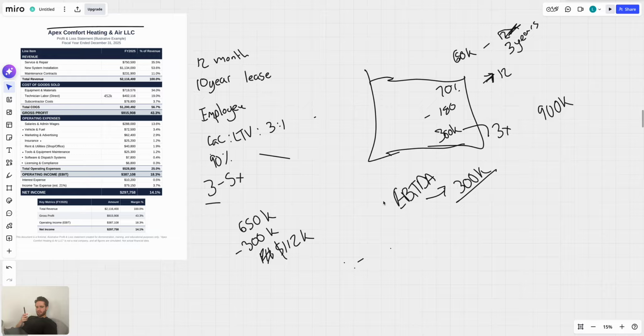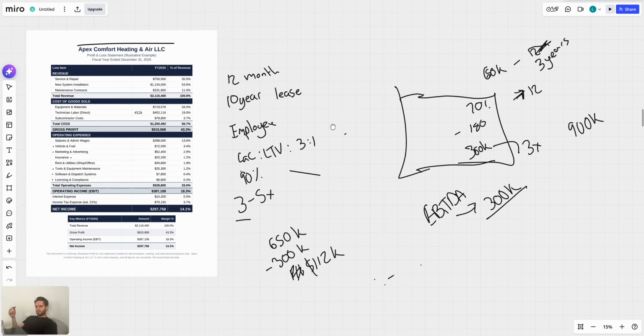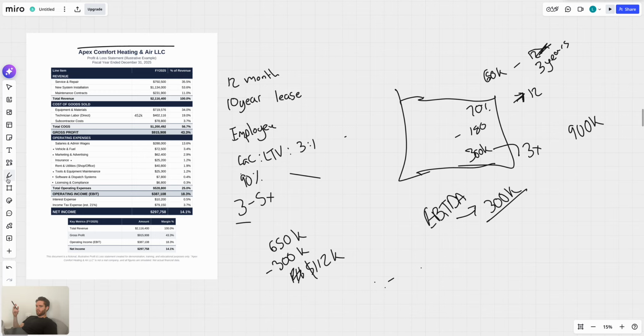Because you've got to think, only 0.1% of businesses actually sell. It is so hard and so rare for businesses to ever sell. So for them to have any sort of negotiation power, just tell them to go f*** themselves.